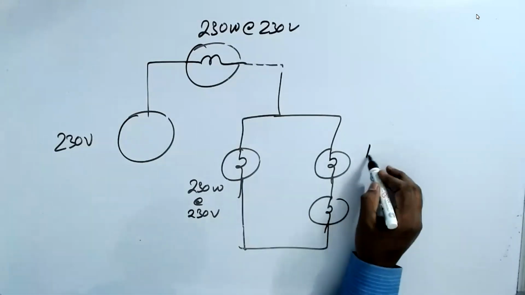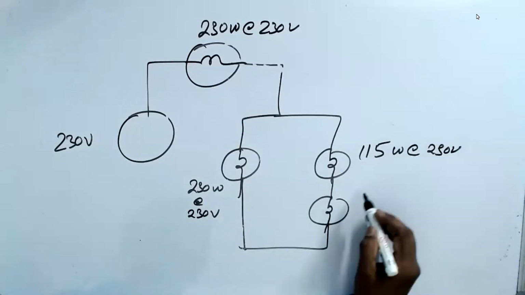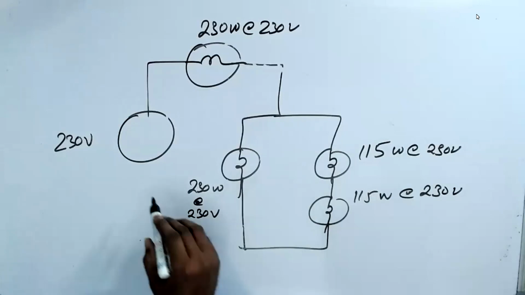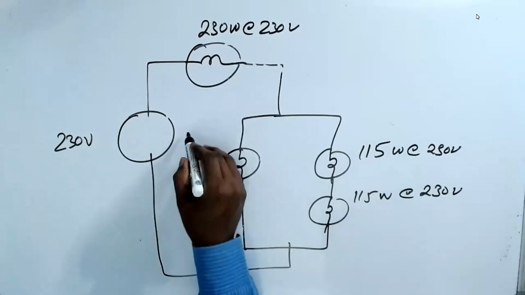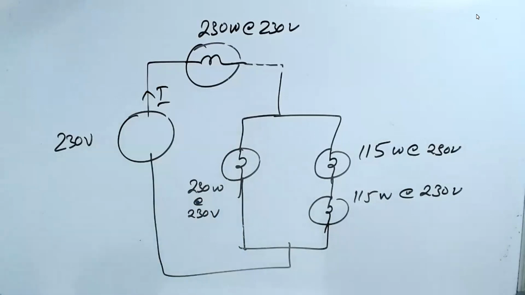Now there's a bulb. And this is 115 watts at 230 volts. Now tell me what is the current? I is how much? These are the questions asked in your GATE exams and all. They're all very easy, but normally we don't give attention to this. Can you tell me now?